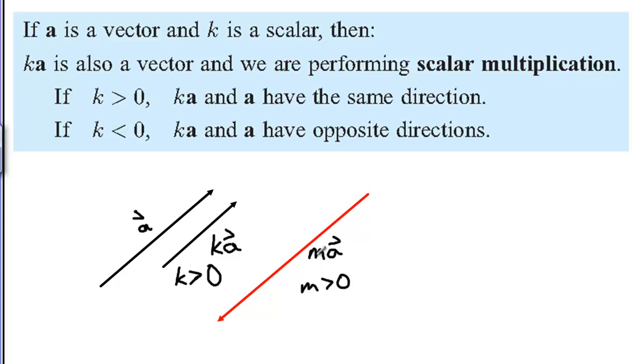Over here, I've multiplied by some scalar m. Now, m just happens to be less than 0, and it changes the direction, as you can see. Now, I'll ask you, is m greater than 1 or less than 1? That's something for you to answer on your own.